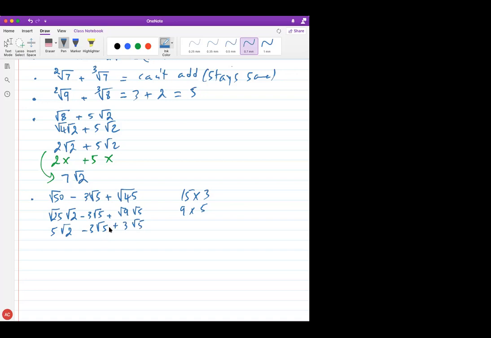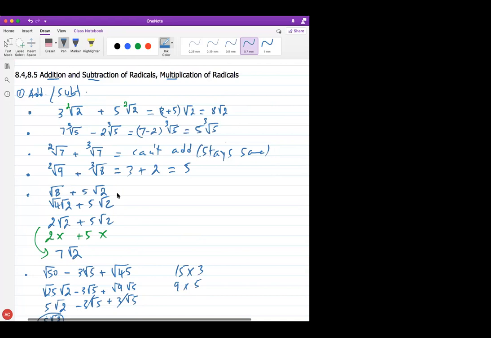Can we now combine all these radicals? Not yet. At least these two can be combined, right? This stays the same. Let's combine these two. They're the same. So -3 plus 3 is 0. So these cancel, and you end up with this. Or if you end up with the same radical here, for example, radical 5 here and here and here, you combine all of them.